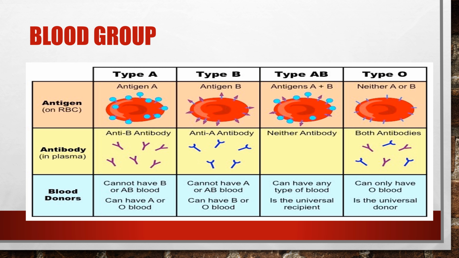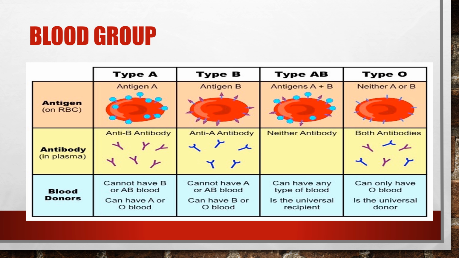Moving further, if you see this flowchart, the table of type O, it does not have any antigen A or B, and it has both the antibodies A and B, so it can only receive blood of the person who has O blood group, but he can donate it to everybody, so he is a universal donor. So O blood group people are universal donors because they can donate to anyone.